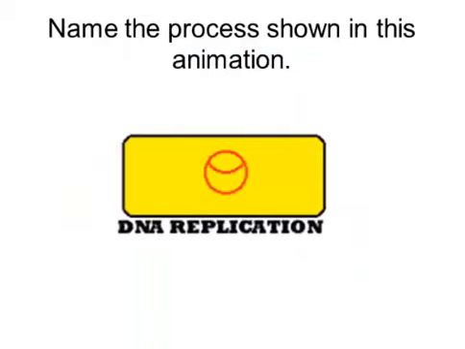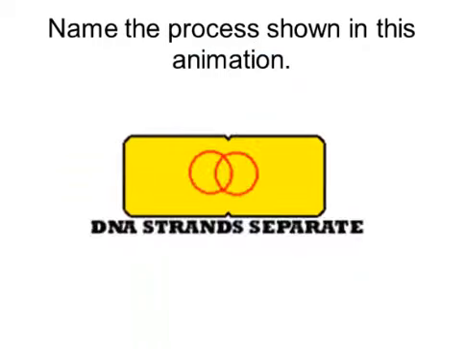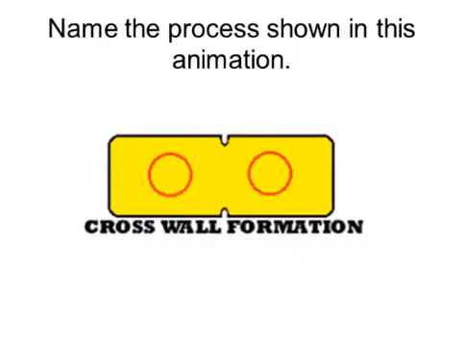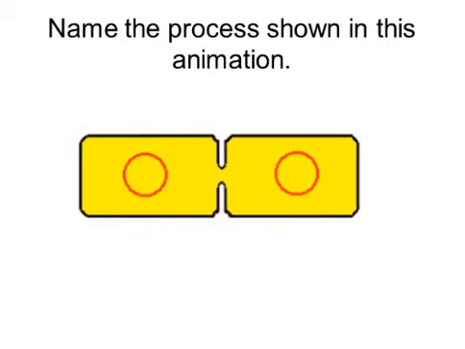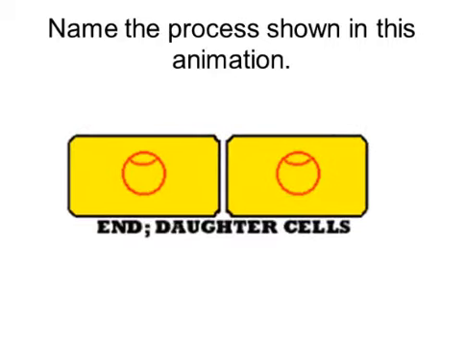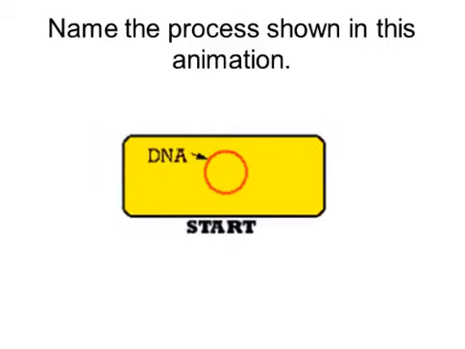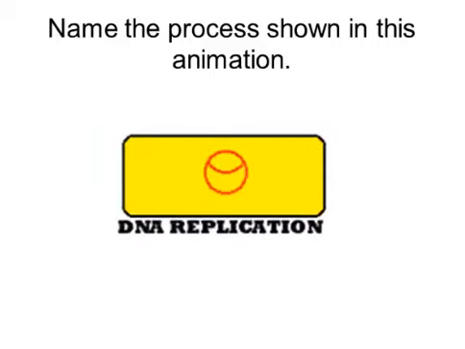Name the process shown in this animation. In the animation, we have one cell dividing into two cells. So now that the animation is just about finished, where one cell divides into two cells, if you need another minute to think about the answer, hit the pause button because I'm going to show you the answer right now.